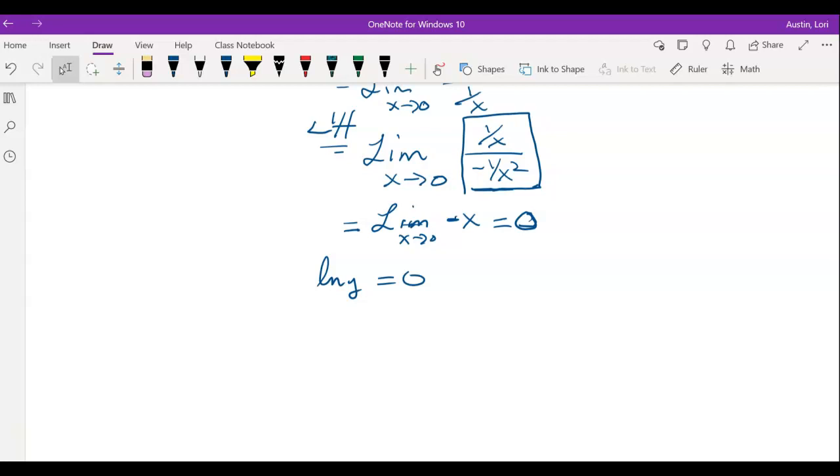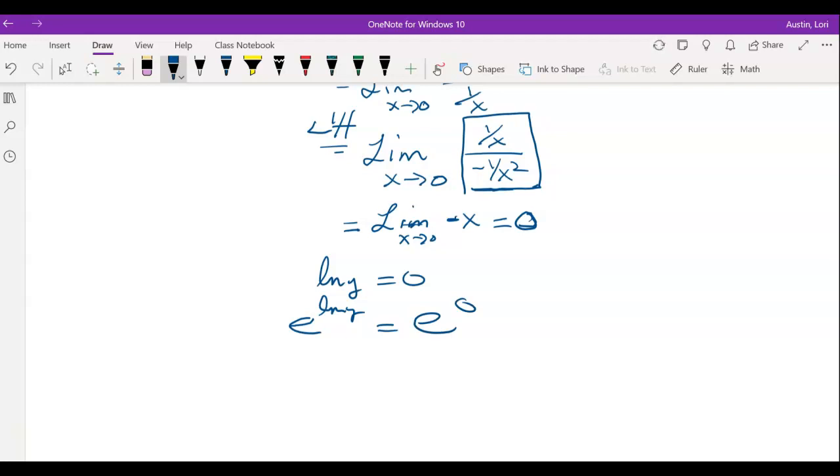You exponentiate. I can never say this word. Wait a minute, let me get it. Exponentiate the equation. There it is. Exponentiate means I'm just going to take e to the ln y equals e to the 0. That's what exponentiate is.